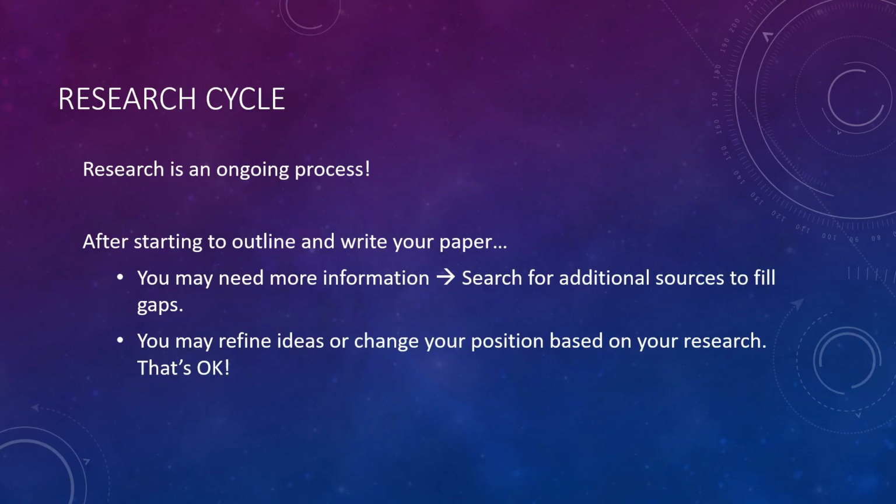Many students think research happens only at the beginning of a paper. Research doesn't stop once you've found a few sources. As you outline and write your paper, you may discover that you need more information about a particular aspect of your topic. When that happens, return to the databases and search for sources that fill those gaps. It's also normal to refine your ideas or even change your position after reviewing credible research. Strong academic writing develops from evidence, not just personal opinions.